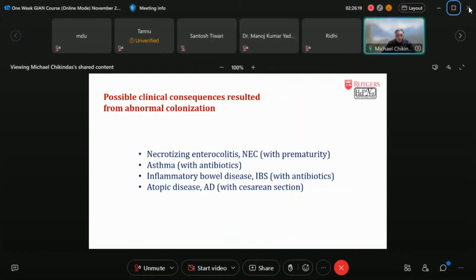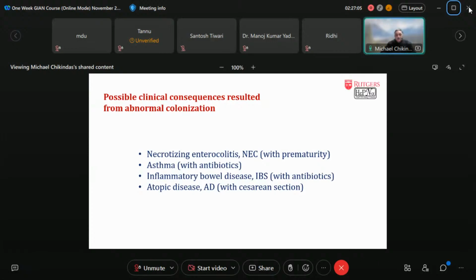Possible clinical consequences resulting from abnormal colonization. We already mentioned some of the scenarios when abnormal colonization may occur, such as premature birth, C-section versus normal delivery, use of antibiotics in pregnant women, and use of antibiotics in prematurely delivered babies. All of these conditions may result in abnormal colonization, either low diversity, a lack of essential microorganisms, or even the occurrence of pathogenic forms.